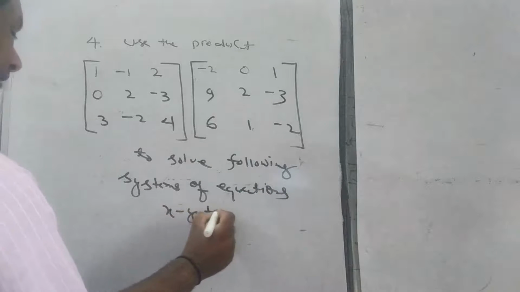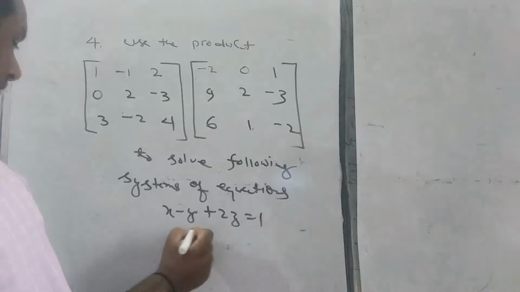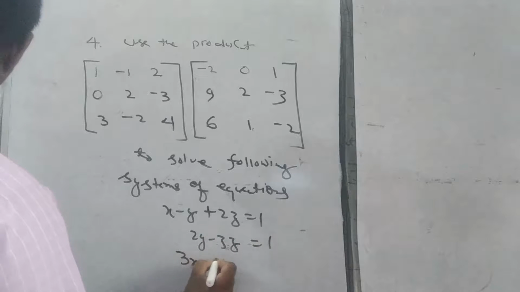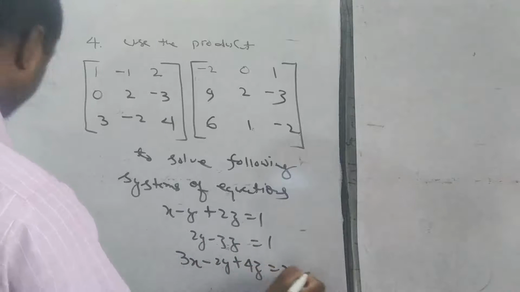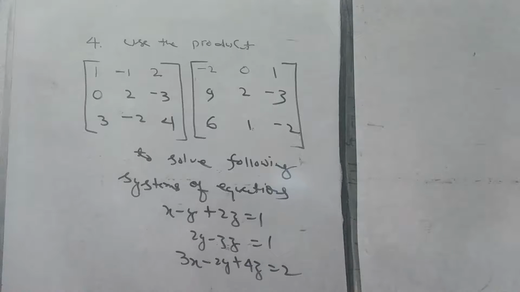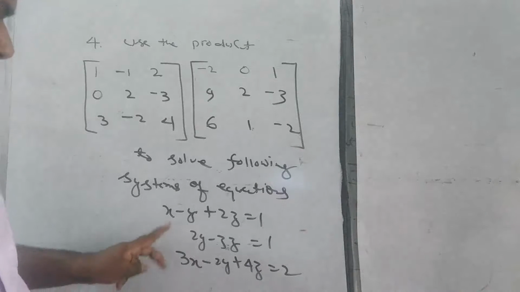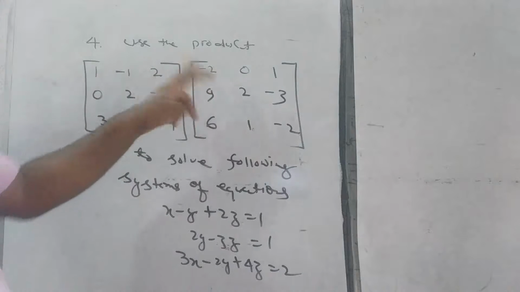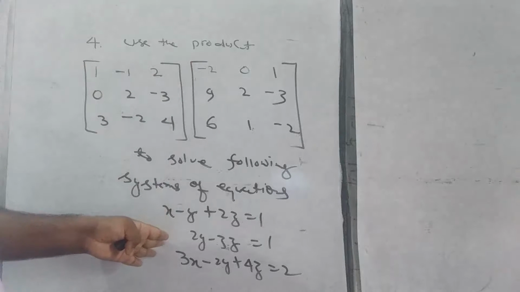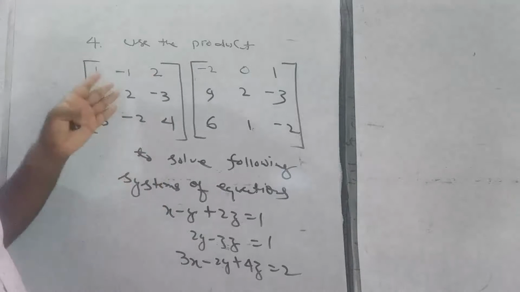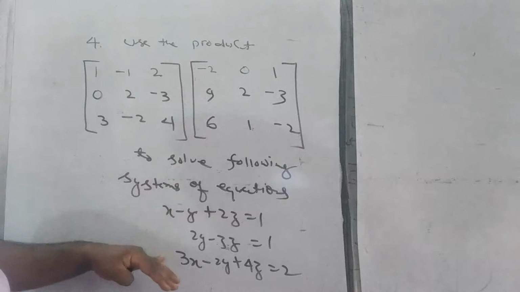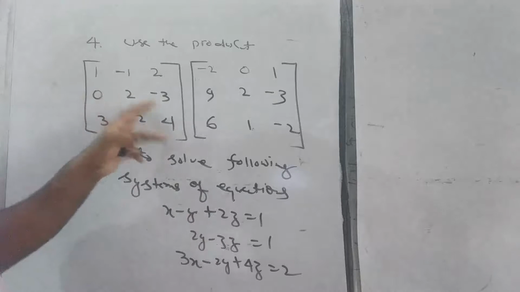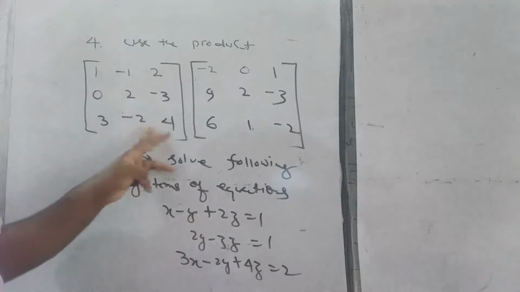x - y + 2z = 1, 2y - 3z = 1, 3x - 2y + 4z = 2. If you observe here, one of the matrices contains the coefficients of the given system of linear equations: 1 -1 2, 0 2 -3, 3 -2 4.